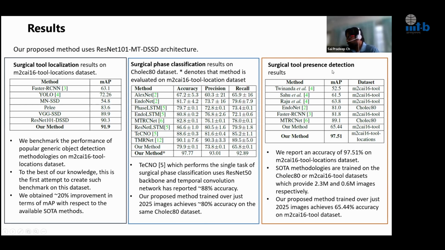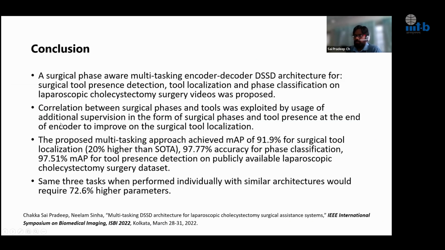Coming to surgical tool presence detection, we report an accuracy of 97.51% on the M2K16 tool location dataset. State-of-the-art methodologies are trained on Cholec80 or M2K16 tool datasets. These benchmarks are on different datasets. Each of them provides 2.3 million images for training and 0.6 million images for evaluation. Our proposed method, trained over just 2025 images, achieves 65.44% accuracy on the M2K16 tool dataset.